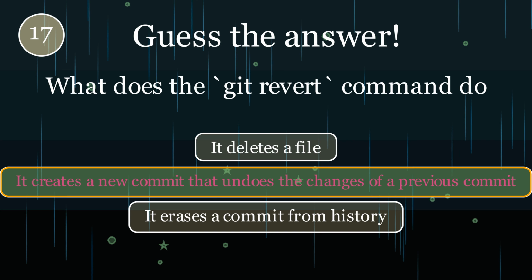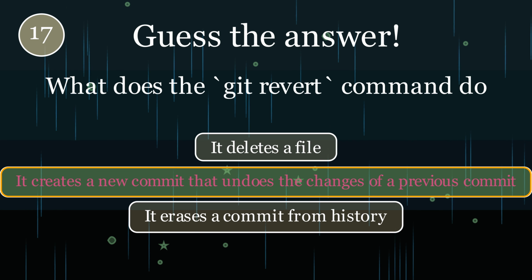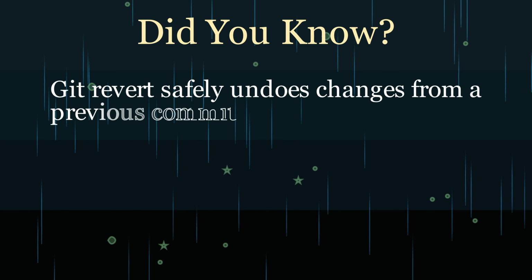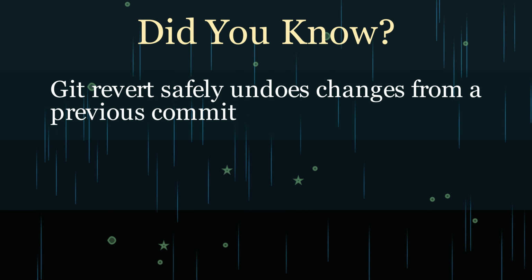The correct answer is, it creates a new commit that undoes the changes of a previous commit. Did you know? Git revert safely undoes changes from a previous commit.